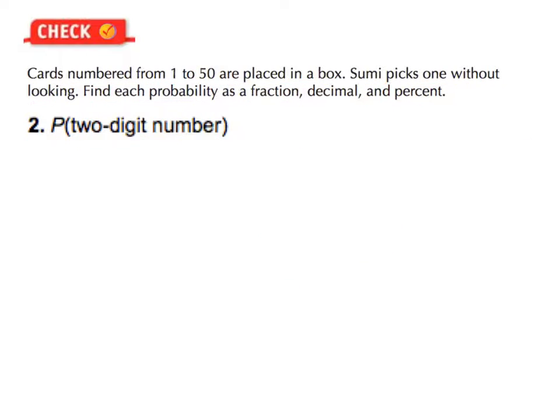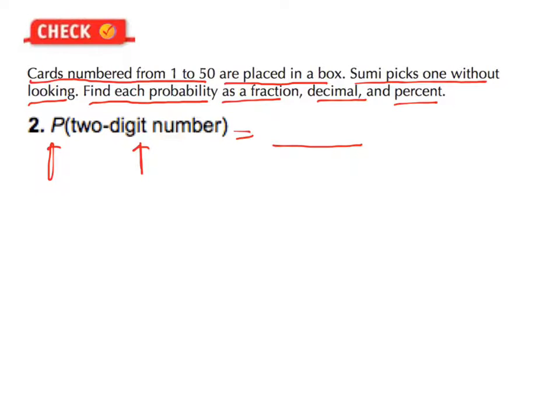Let's look at another problem. Cards numbered from 1 to 50 are placed in a box. Sumi picks 1 without looking. Find each probability as a fraction, as a decimal, and as a percent. The probability of picking up a 2-digit number from the card. So first of all, what are the total possible outcomes? Because there are 50 cards, 50.